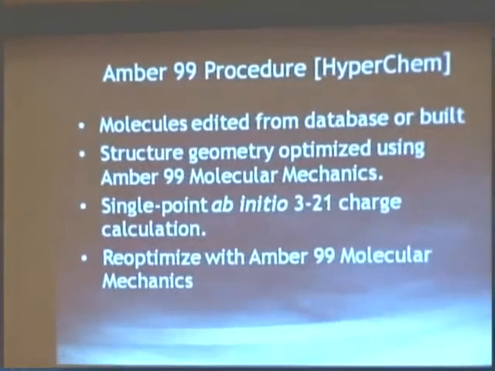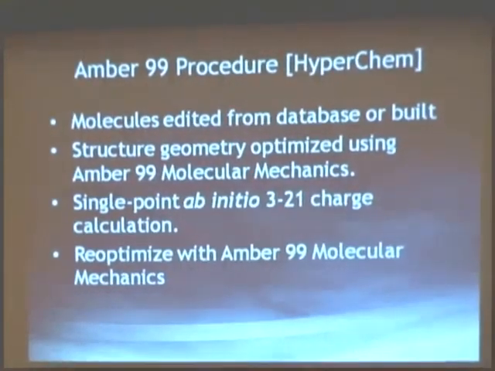The procedure is a little bit complicated, but basically what we do is that for Amber 99, we use HyperChem to either take the molecule that's already in the database and use that, or we tweak it a little bit so we can get the molecule that we need. Once we do that, we optimize it according to Amber 99.